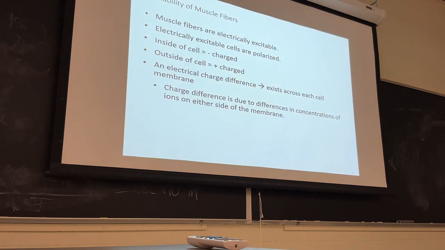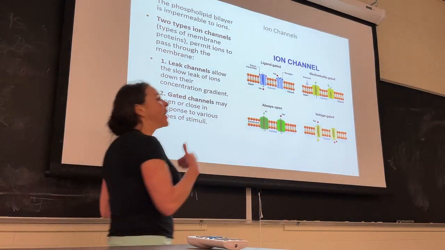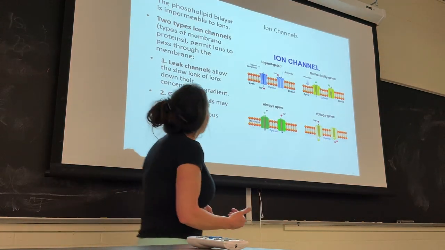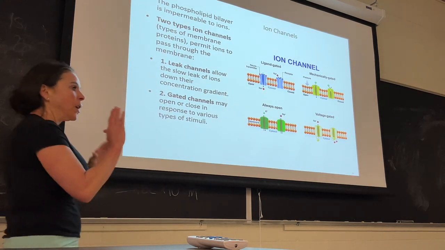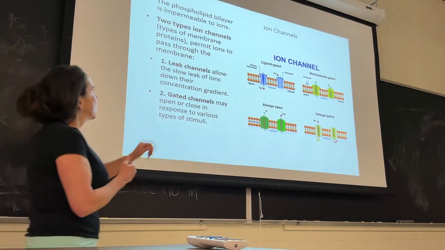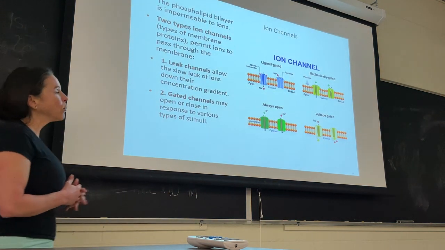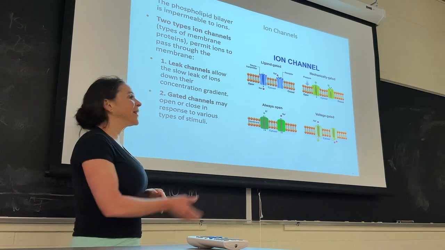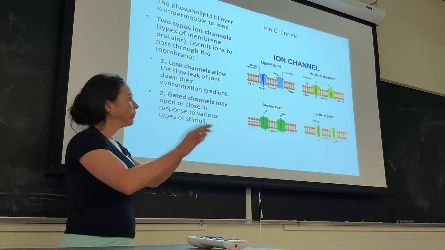All right, moving on. We just started touching upon this on Monday, so we stopped off here. I'm just laying the foundation down so we get into actual muscle physiology. We have two main types of ion channels that I want you to notate. Number one, leak channels. These allow slow leak of ions down their concentration gradient. These are always open.